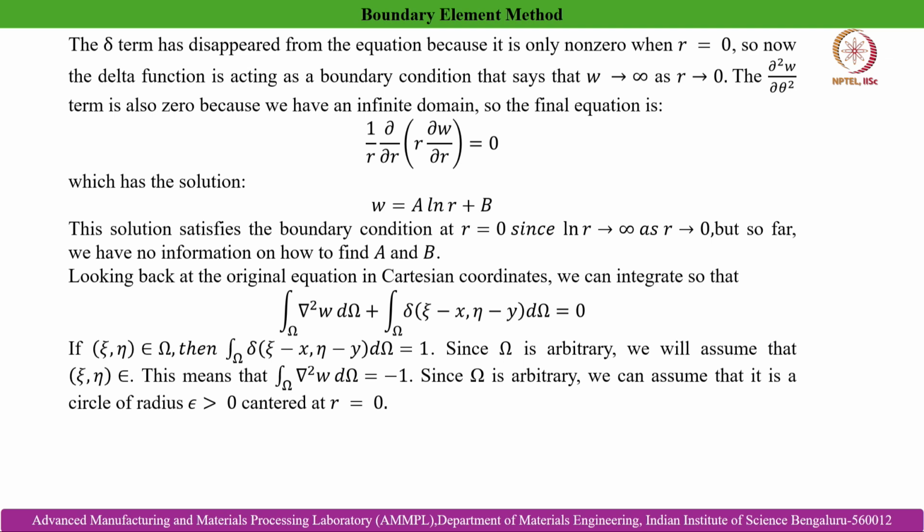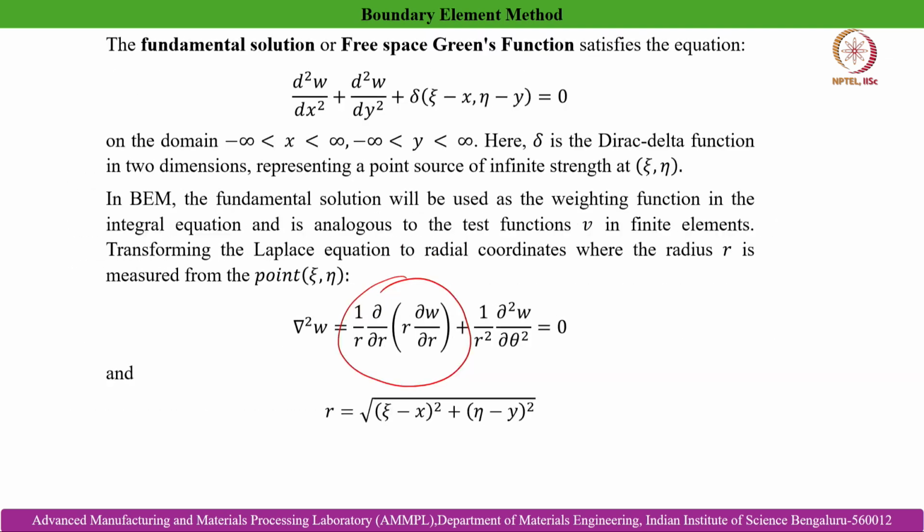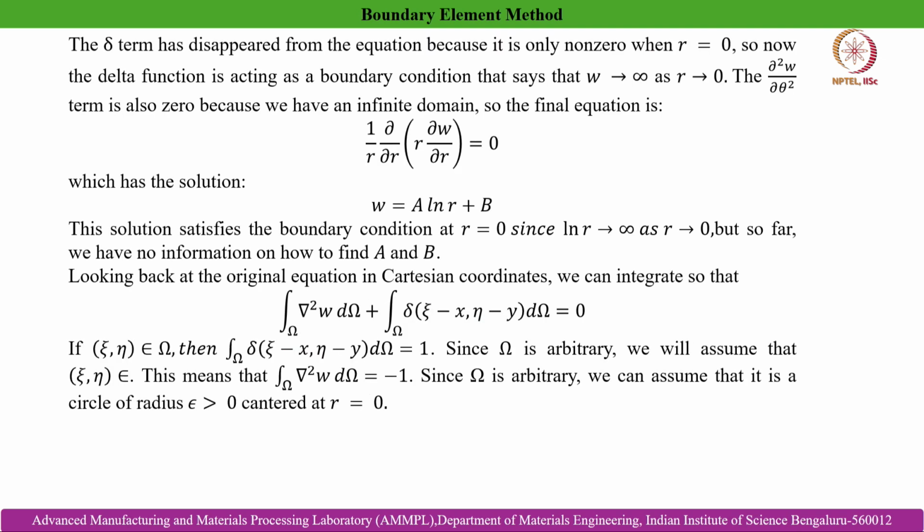So, looking back at the original equation in Cartesian coordinates, we can integrate so that it becomes integration of grad square w d omega, that is the initial expression that we have discussed. So, now we are integrating this equation to achieve the fundamental solution. So, then the integration over the domain of grad square w d omega plus integration of delta of zeta minus x, eta minus y d omega is equal to 0.